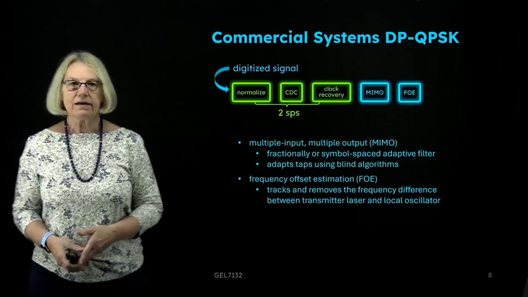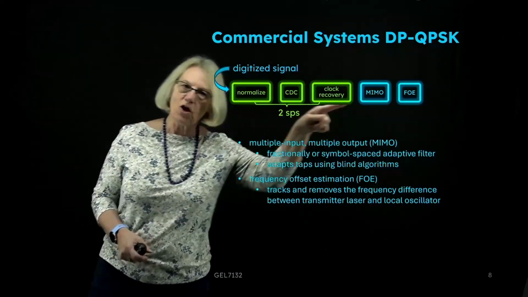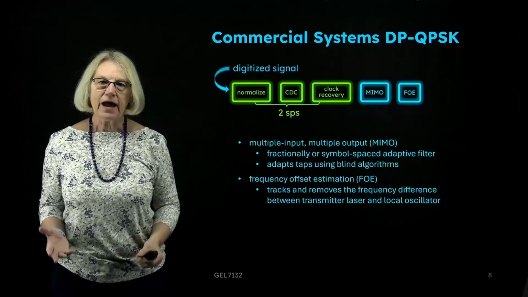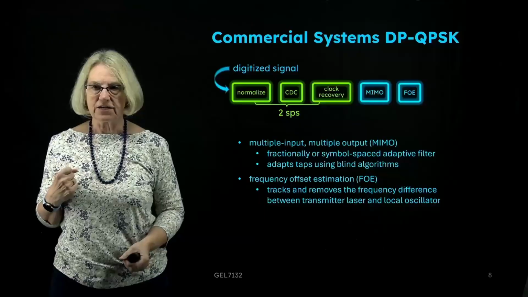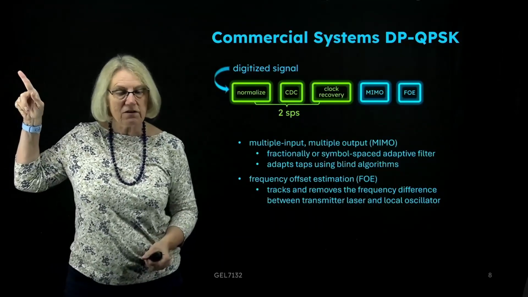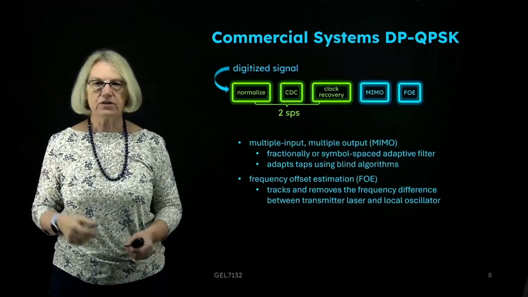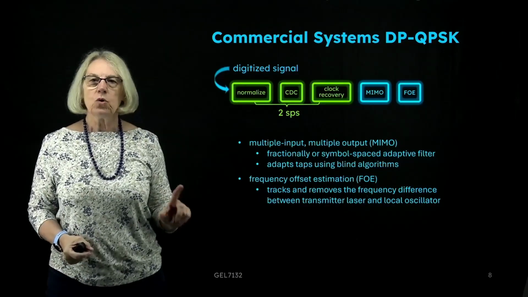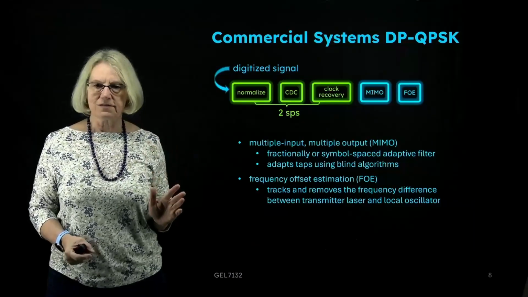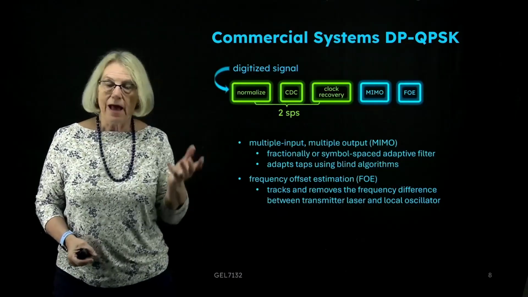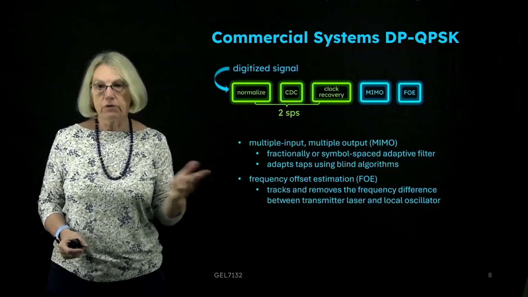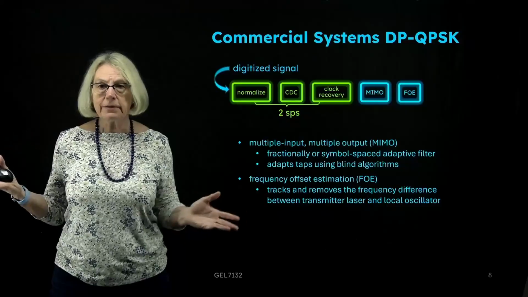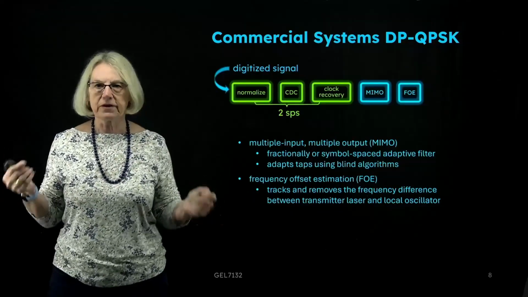The next block in the DSP chain, as we move along the chain, is the frequency offset estimation, the FOE. Now, I have 2 lasers in a coherent detection system. I have the laser which is used at the transmitter to modulate the data onto light, and at the receiver I have another laser, the local oscillator, whose role is to beat against the incoming signal and to also amplify the signal with its power. So there are many roles for the local oscillator. And this local oscillator and the transmitting laser are nominally on the same wavelength. They're designed to operate on the same wavelength.